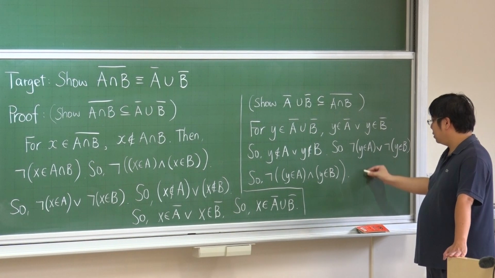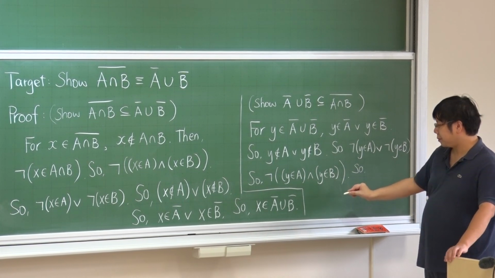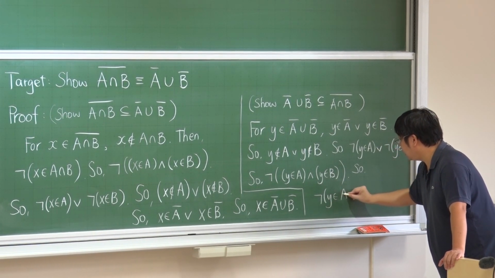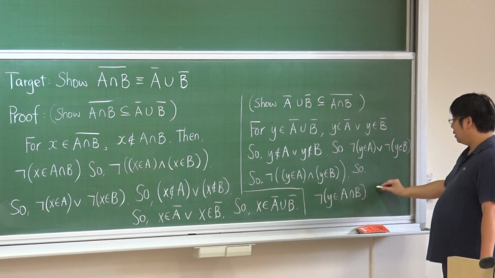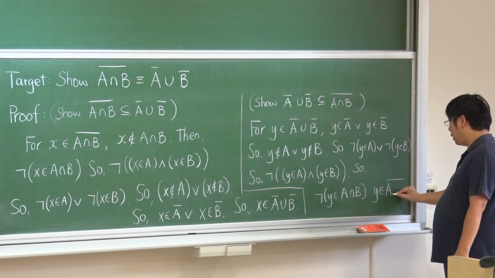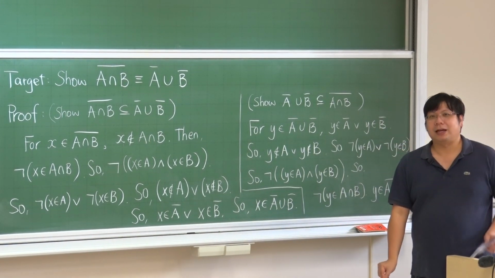So we will have what? So we will have the negation of y is in A intersect B. And finally, we will have the conclusion that y must be in not A intersect B. That's it. Okay.